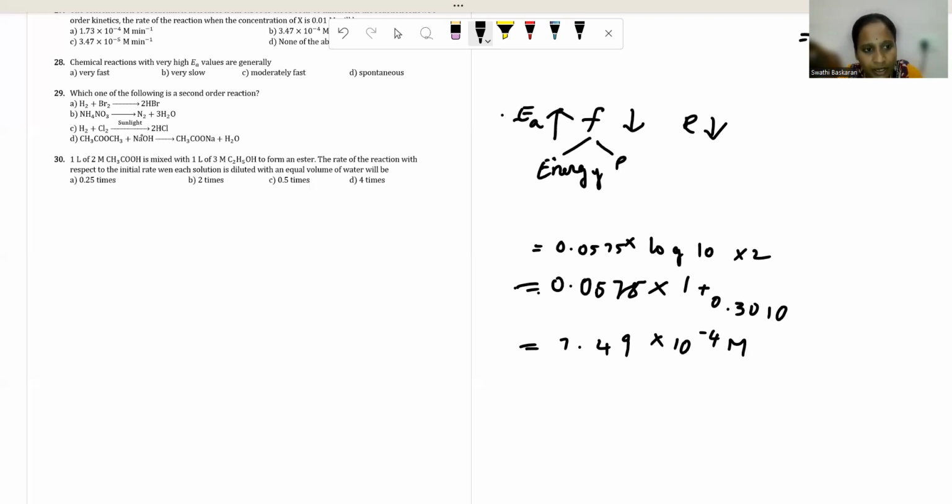In the place of sodium hydroxide, if there is a water molecule and acid is written on the arrow mark, then that will be an example of first order reaction. But here this is a saponification, alkali hydrolysis of ester, and hence this is a second order reaction. So option D would be correct.